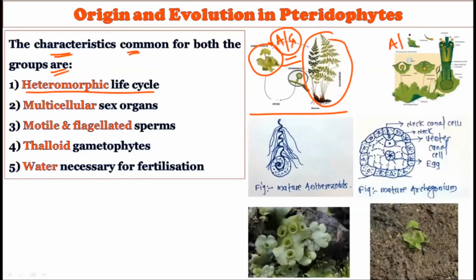This is also true for the bryophytes, that is, it is showing the heteromorphic alternation of generation. Heteromorphic alternation of generation is present in the bryophytes as well as in the pteridophytes. So this is very similar between the two. Then there are the multicellular sex organs.